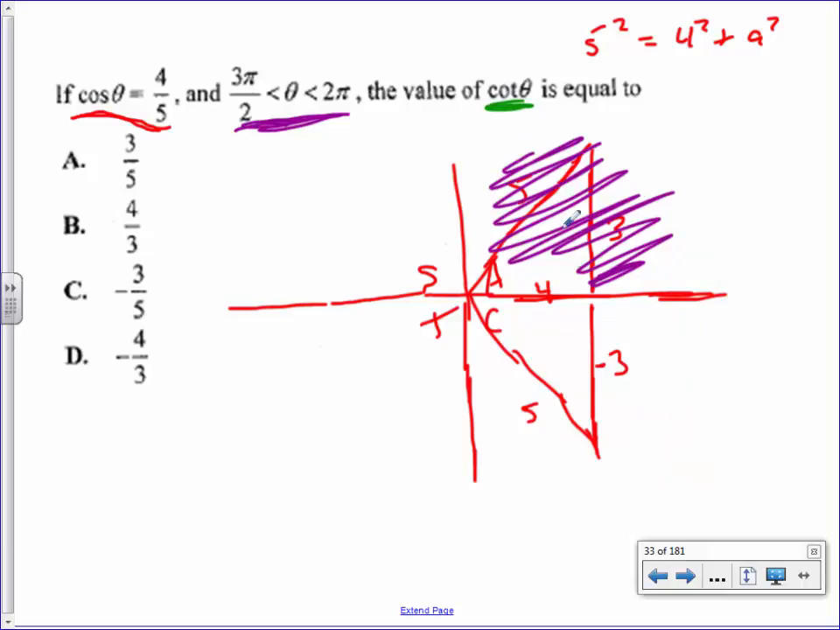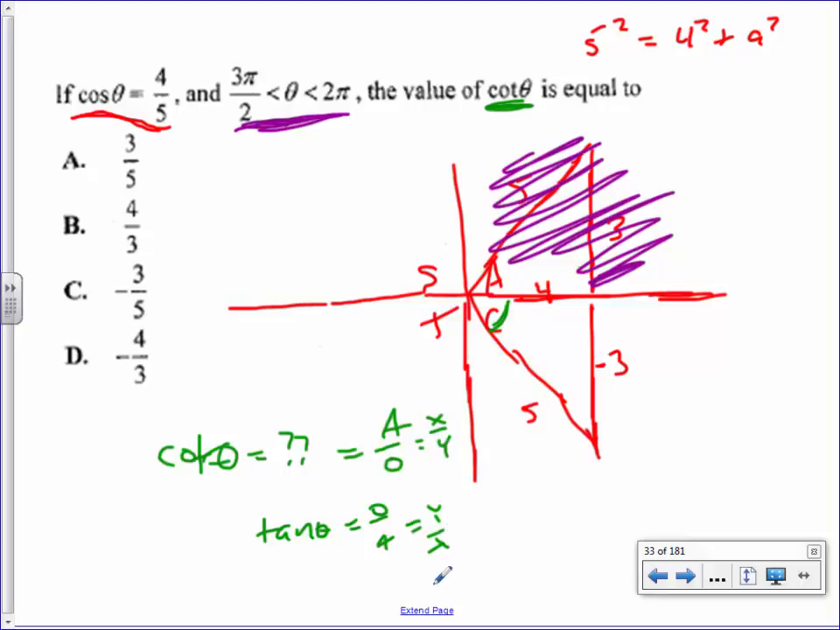So here's my last step. We want to figure out what cotan of theta is equal to. Well, what is the formula for cotan? If you don't have it memorized, it's the opposite of tan. So if tan is equal to opposite over adjacent, then cotan is adjacent over opposite. It's x over y. That's another way of doing it. You could do your y over x and your x over y, depending on if you have it memorized. So your adjacent, or your x value, is 4, and your opposite value, or your y value, is negative 3. So therefore the answer is D.